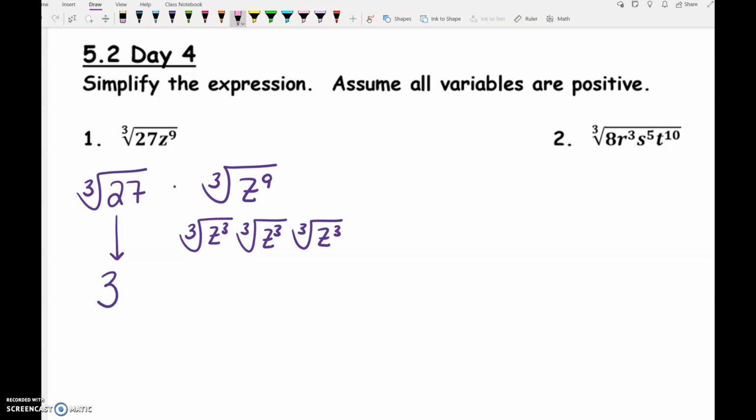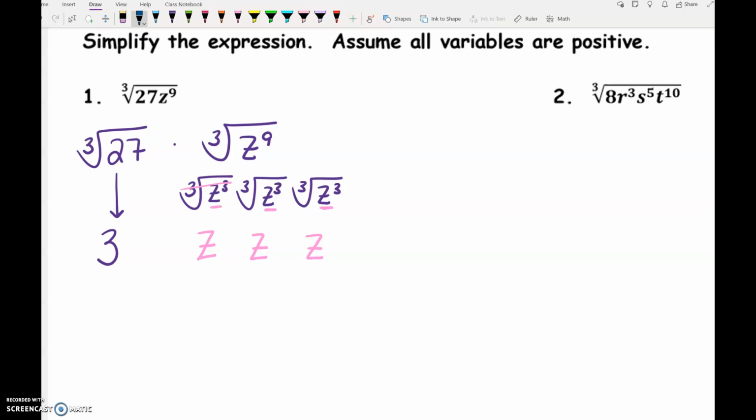Z to the 9th means that there's 9 factors of z underneath the radical. There are still 9 factors of z under the radical. There's 3 of them right here. 3 more makes 6. 3 more makes 9. But by splitting them up this way, when your index and your exponent are the same, the third root of z to the third, the radical and the exponent cancel each other out, and this becomes simply z. The third root of z to the third is z.